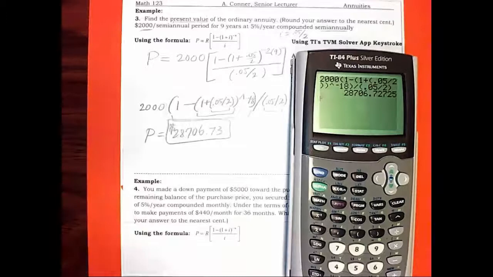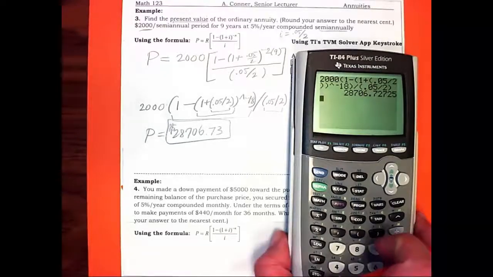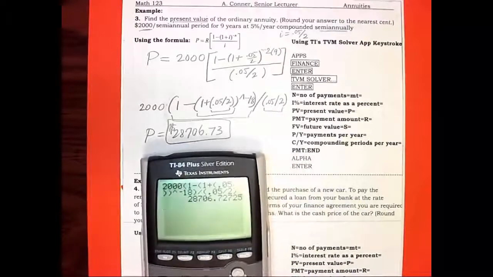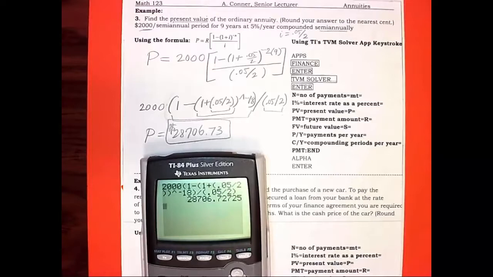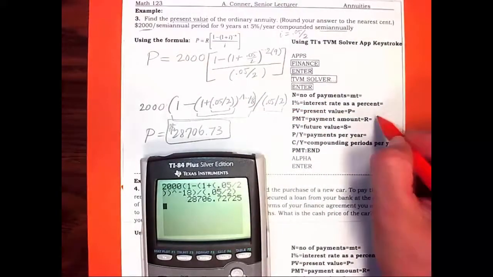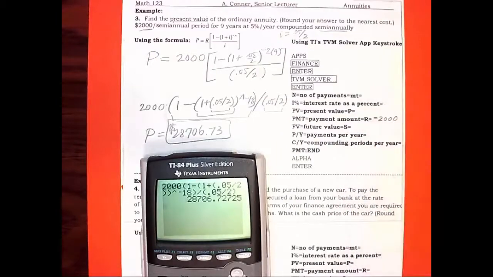The great thing about the formulas is you don't have to worry about what do I have to plug in as a negative number and what has to be plugged in as a positive number, right? You just have to figure out what formula works, okay? But over here on the TVM solver, you got to know what's positive and you got to know what's negative. So if you're making payments into something, that means money's going away from you, then it's going to be a negative amount. When we see that we're putting in $2,000, that payment amount needs to be negative right there. So minus $2,000.